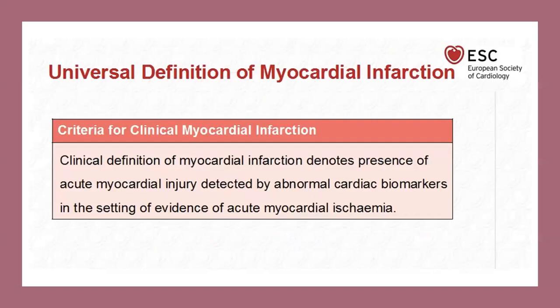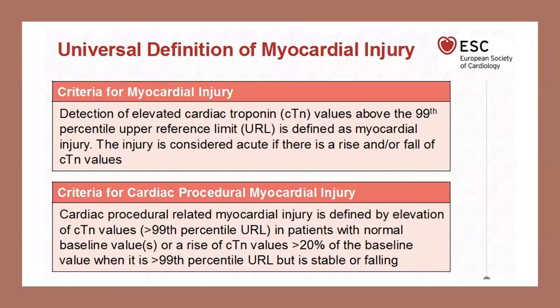So in terms of the universal definition of myocardial infarction, the criteria for it, it is clinically defined as the presence of acute myocardial injury detected by abnormal cardiac biomarkers. So this is highlighting the importance of those initial troponins that we have to do once the patient gets in, because that can indicate the myocardial injury, and in a patient who does have the symptoms that are suggestive of acute myocardial ischemia. And then you have criteria for a myocardial injury.